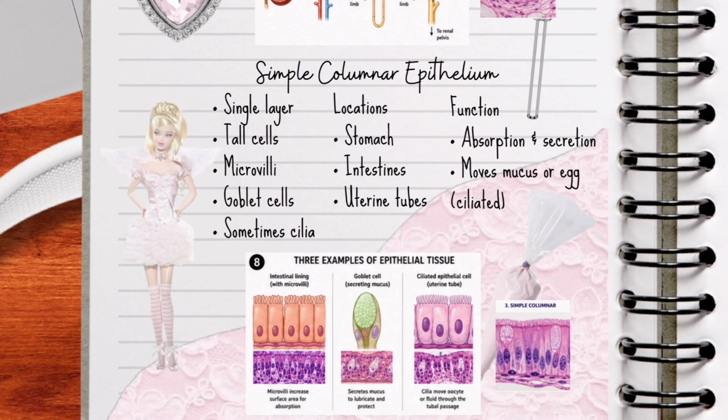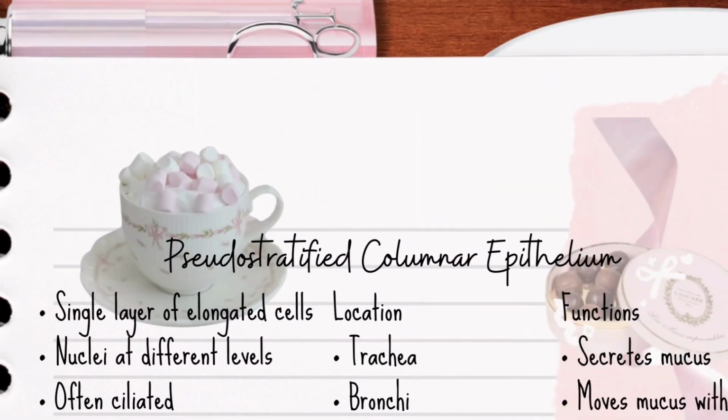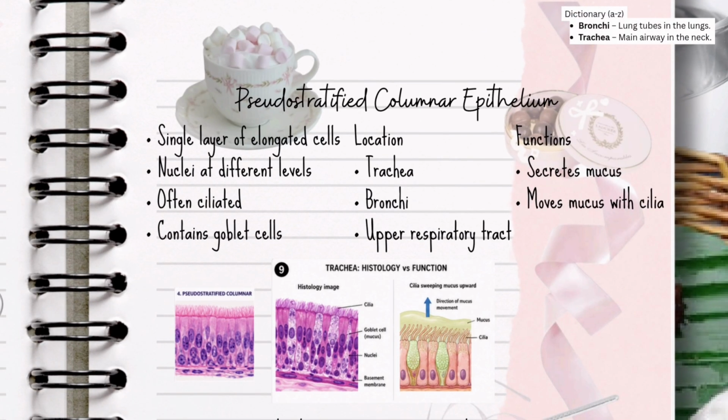But not every epithelial tissue is as straightforward as the ones we've discussed. At first glance, this tissue looks like it has several layers of cells. However, that's actually an illusion. This tissue is called pseudostratified columnar epithelium. The word pseudo means false. So although the nuclei appear at different heights, every cell still touches the basement membrane, making it a single layer of cells. This tissue lines much of the respiratory tract, including the trachea and bronchi.